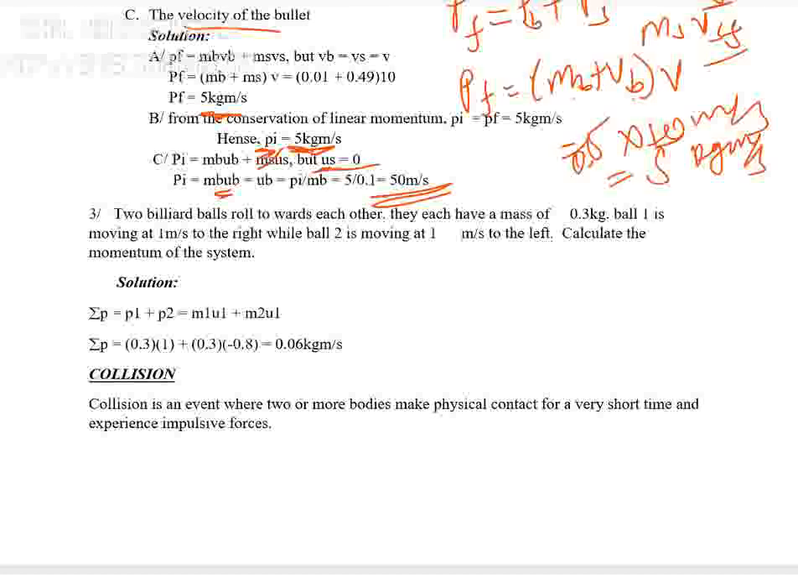Two billiard balls roll towards each other. They each have a mass of 0.3 kilogram. Ball 1 is moving at this velocity to the right, while ball 2 is moving at 1 meter per second to the left. Calculate the momentum of the system. That means we must find the momentum of the two balls separately and then add them. Momentum is equal to m1 v1 plus m2 v2. The product of these gives us this much. Since they are moving in opposite directions, one of the two becomes negative.